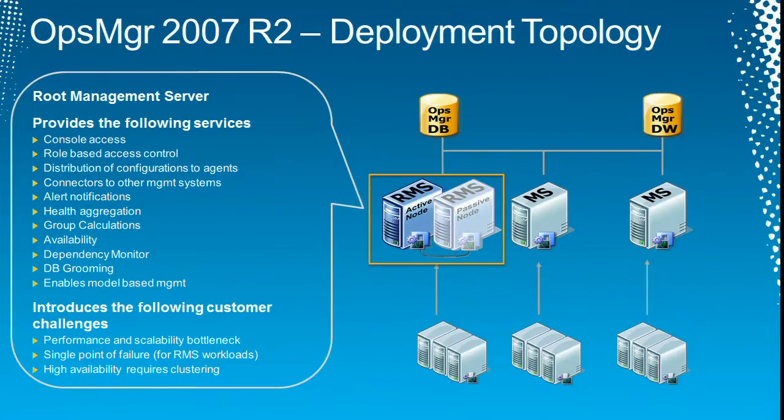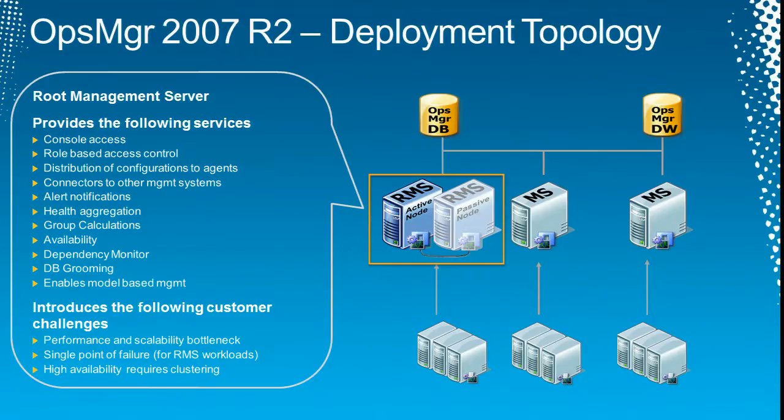And it does all these functions, among which the console access. If you're using the console or even the web console, you talk to the root management server and its SDK service to gain access to the information. It handles the role-based access control. It knows which roles users are mapped to, and makes sure you get the views and the information that you belong to. Of course, it has the config service, which in essence distributes configuration to all your agents.